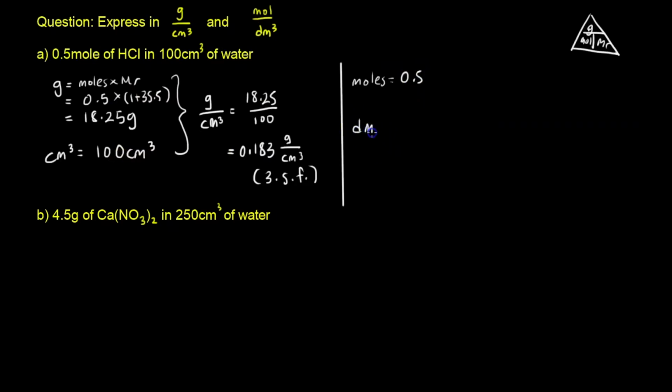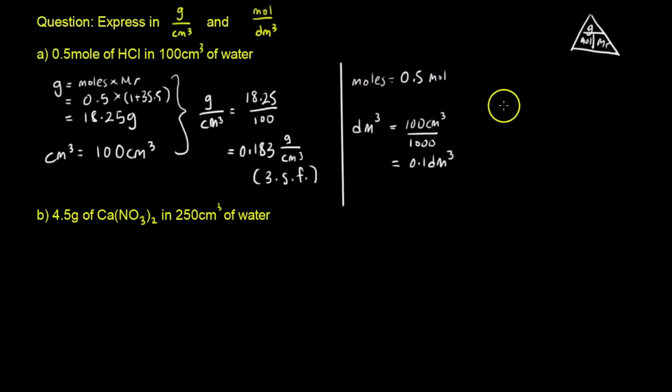Okay, do I have dm cubed? No, I do not. I only have cm cubed. So how do I convert my cm cubed to dm cubed? If you recall, just divide by 1000. So it's 100 cm cubed divided by 1000, which gives me 0.1 dm cubed. Okay, so you can see that, oh yes, I have moles and dm cubed now.